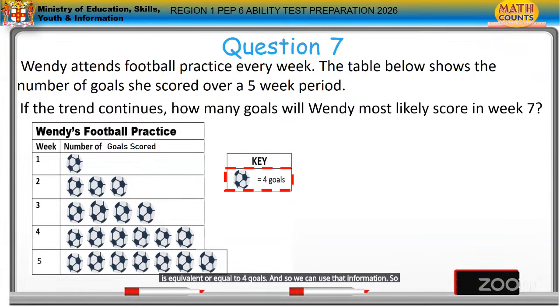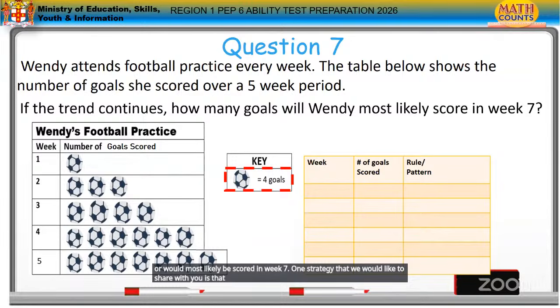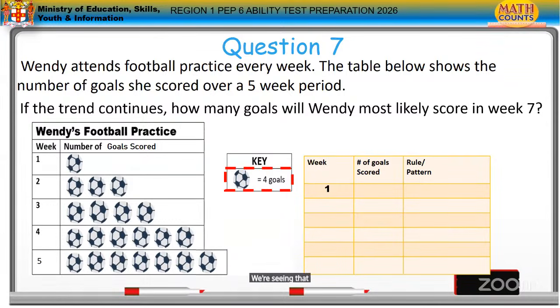So I want to ask you now, boys and girls, what strategy can you actually use to help you arrive at the number of goals that were scored or would most likely be scored in week 7? One strategy that we would like to share with you is that you can use a table to outline the information given. Or you could just use the same table, but because we want it to be clear and nice, we have drawn a different table. So we're seeing that in week 1, that's 1 ball there, and that represents 4 goals. So let's move on to week 2.